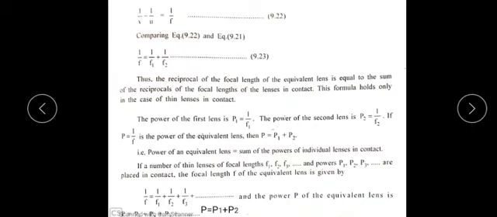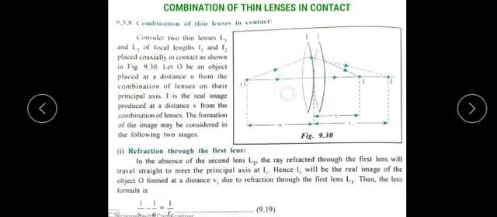Thus, the reciprocal of the focal length of the equivalent lens, 1 by F, is equal to the sum of the reciprocals of the focal lengths of the lenses in contact. This formula holds only in the case of thin lenses which are in contact like this.